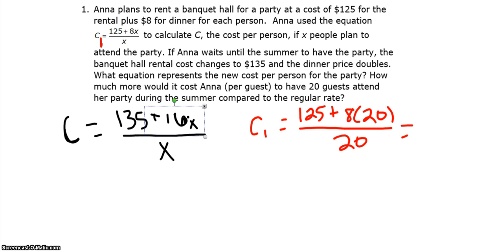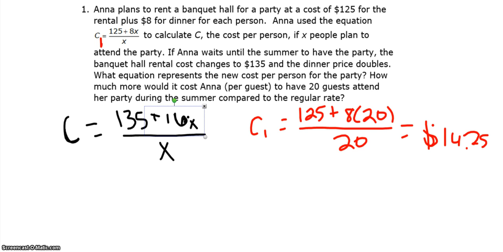Alright, so since I don't have my graphing calculator, instead I'm using my cell phone, I'm going to do 8 times 20, that equals 160, plus 125, that's 285, divided by 20, and then it's going to be 14.25 per guest. Sorry, my pen's not working.